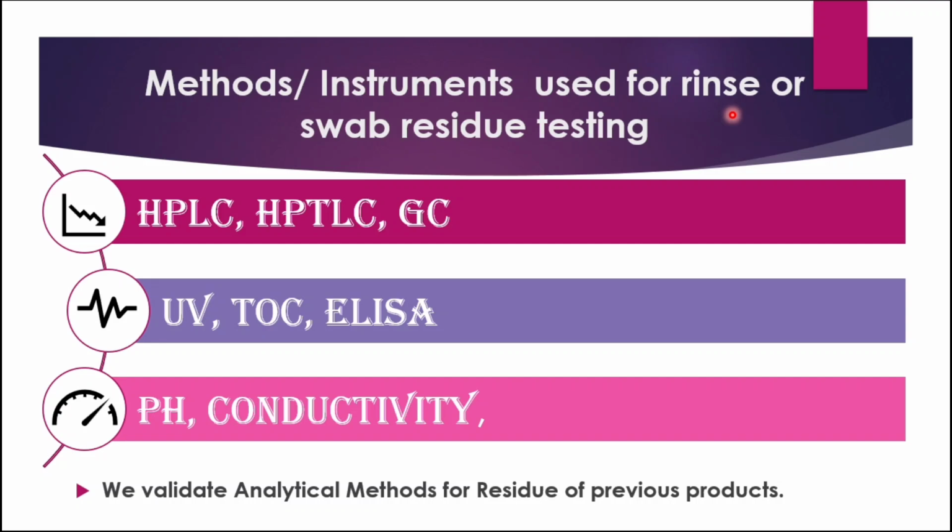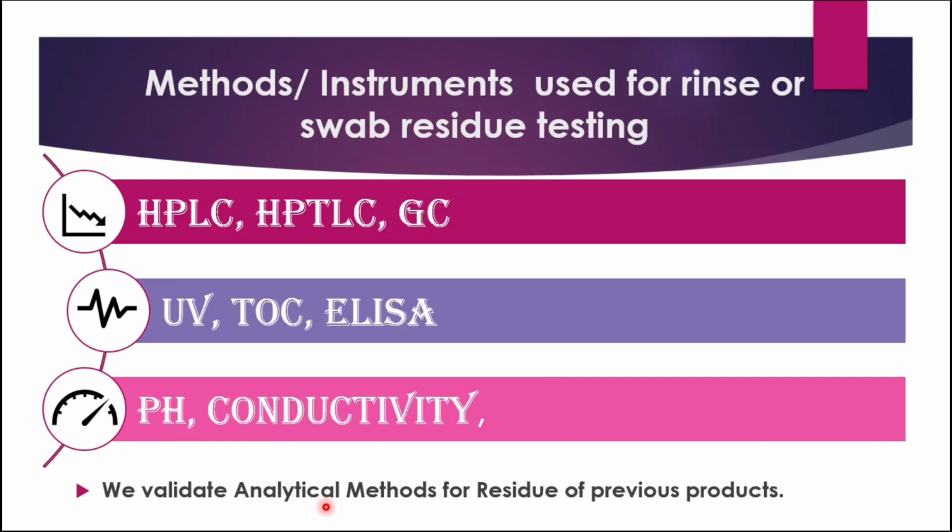Methods or instruments used for rinse or swab residue testing. Usually HPLC, HPTLC and UV. These methods are preferred for the swab residue testing or rinse residue testing. But in cleaning validation, apart from HPLC, HPTLC or UV, other methods like GC, TOC, total organic carbon, ELISA method, pH meter, conductivity, methods based on the pH conductivity are used for these swab residue or rinse residue testing in cleaning validation.